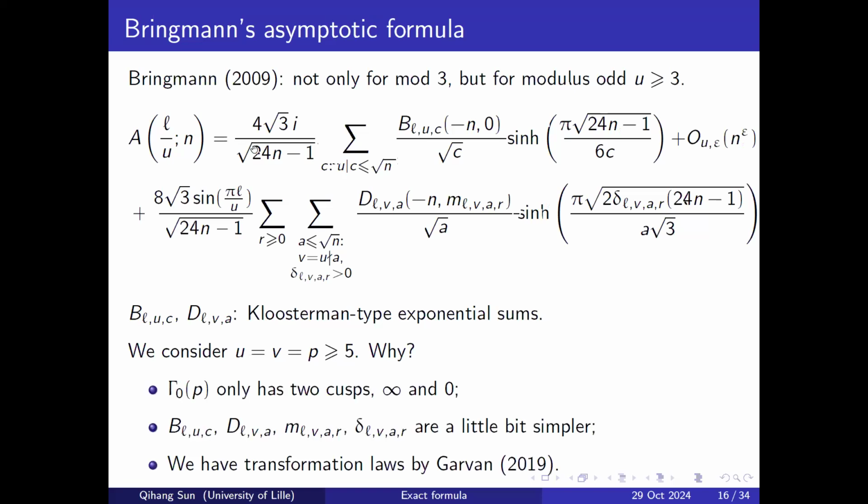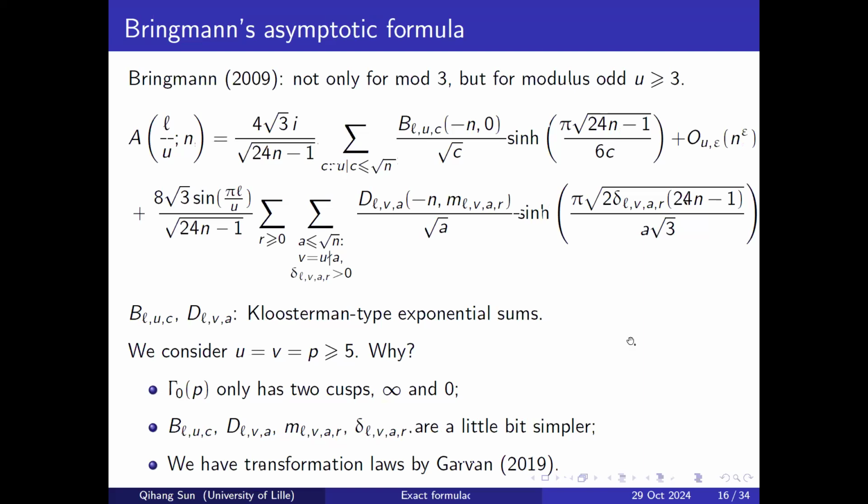Because there are a few reasons. First, for Gamma_0(p), we believe that the rank generating function should transform on Gamma_0(p). And Gamma_0(p) only has 2 cusps, which makes matching the Poincare series easier. And those very complicated exponential sums, with complicated parameters m, delta, b, and d here, will be a little bit simpler in the prime case. And the last but most important reason is that we still don't know the multiplier system yet, but the transformation law was proved by Garvan in 2019.